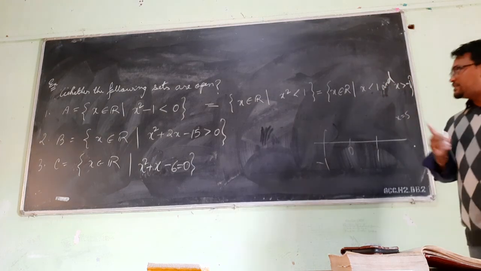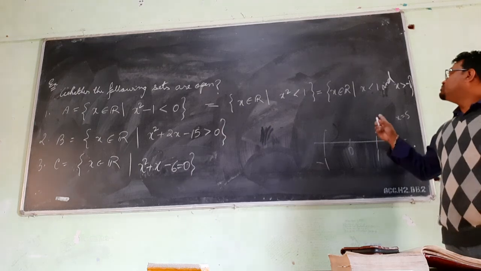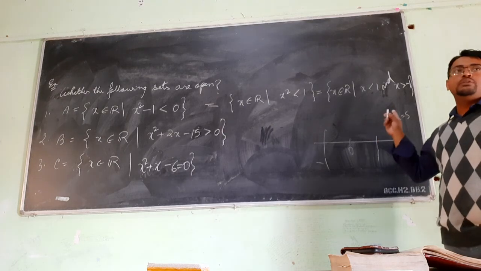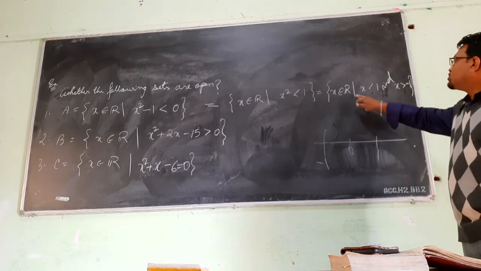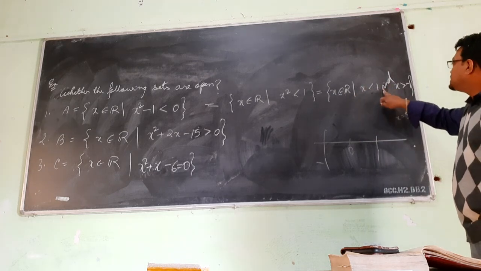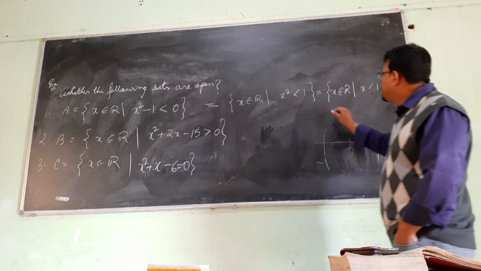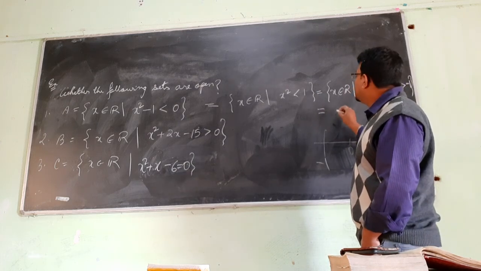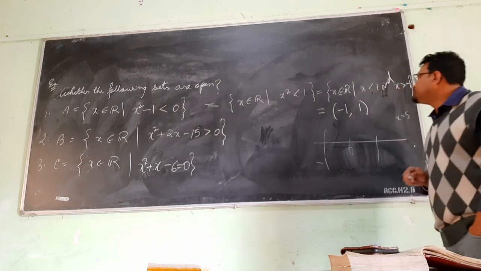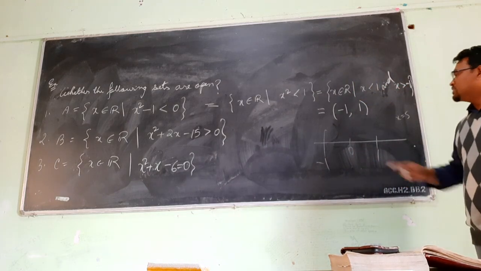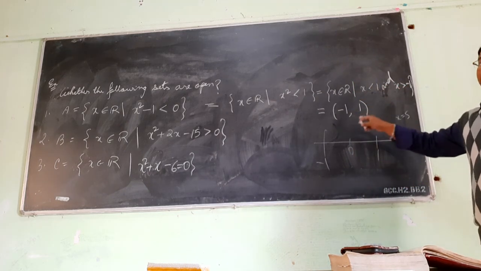If x squared is less than a, x lies between minus root a and plus root a. So here it will be x belongs to R such that x is less than 1 and x is greater than minus 1. So that means this is actually the open interval minus 1 to 1, all those real numbers which lie between minus 1 and 1. Okay, so this is an open interval.